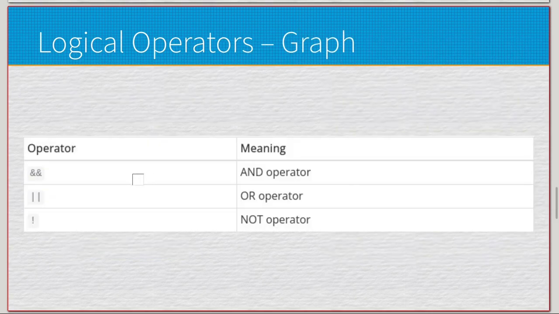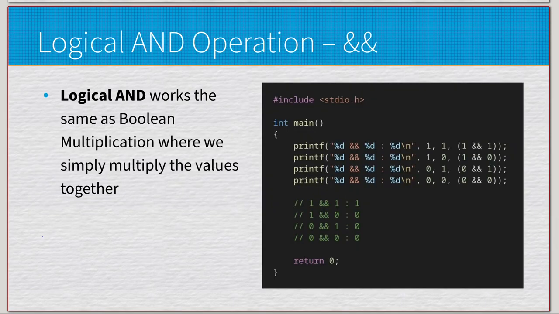So again, same thing, we have a graph here with three different operators. So we have the and operator, double ampersand, or operator is double pipes, and then the not operator is an exclamation mark. So logical and, it works the same as Boolean multiplication, where we simply multiply the values together. So earlier we had one ampersand ampersand zero equals zero. It's the same as doing one times zero is zero. If I want to do zero and it was zero, it's zero, and so forth. The only time that we and values together and get one is if both are one.